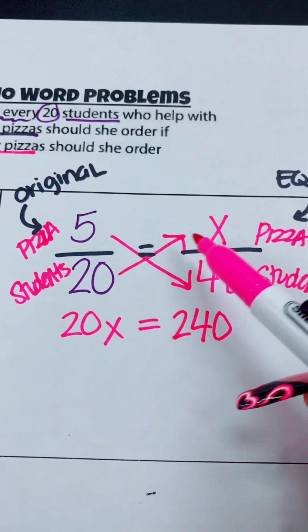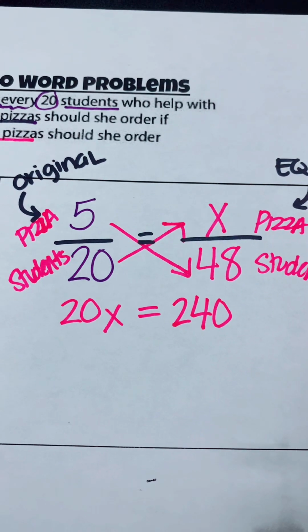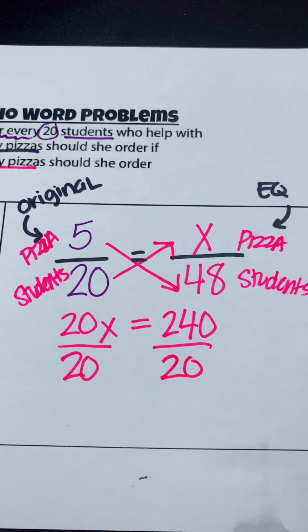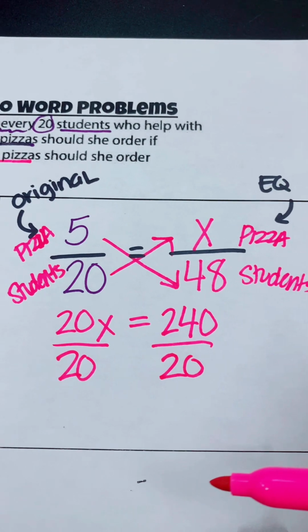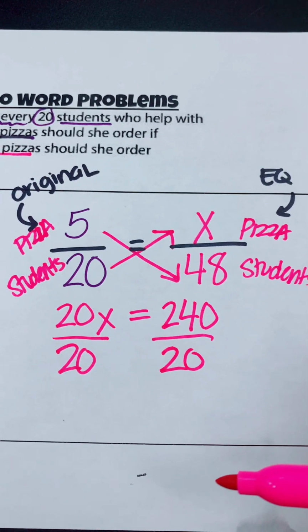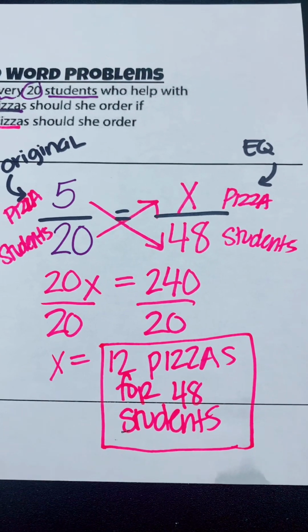So we get 20 times X is 20X, and 5 times 48 is 240. After we cross multiply, we divide to get X by itself to solve to figure out how many pizzas. So X equals 12 pizzas for 48 students.